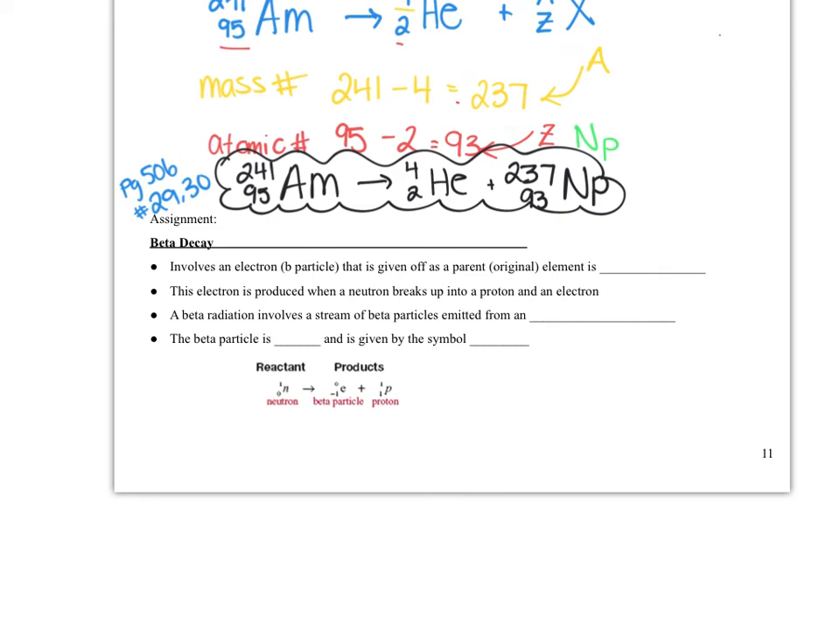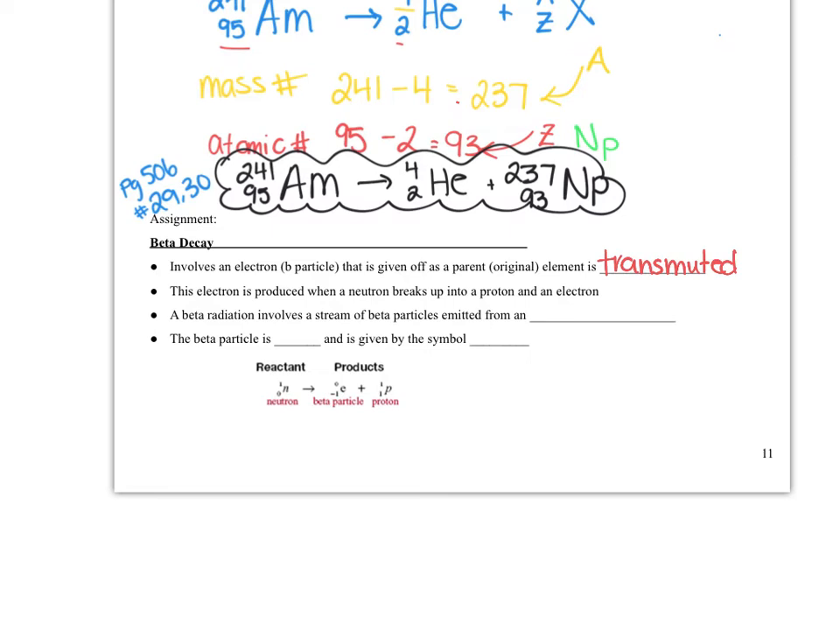All right, now that you've had a moment with alpha decay, let's move into beta decay. Beta decay involves an electron, also known as a beta particle, that is given off as the parent or our original element is once again transmuted. Remember that this means that one element is changed into another element. So this electron or beta particle is produced when a neutron breaks up into a proton and an electron.